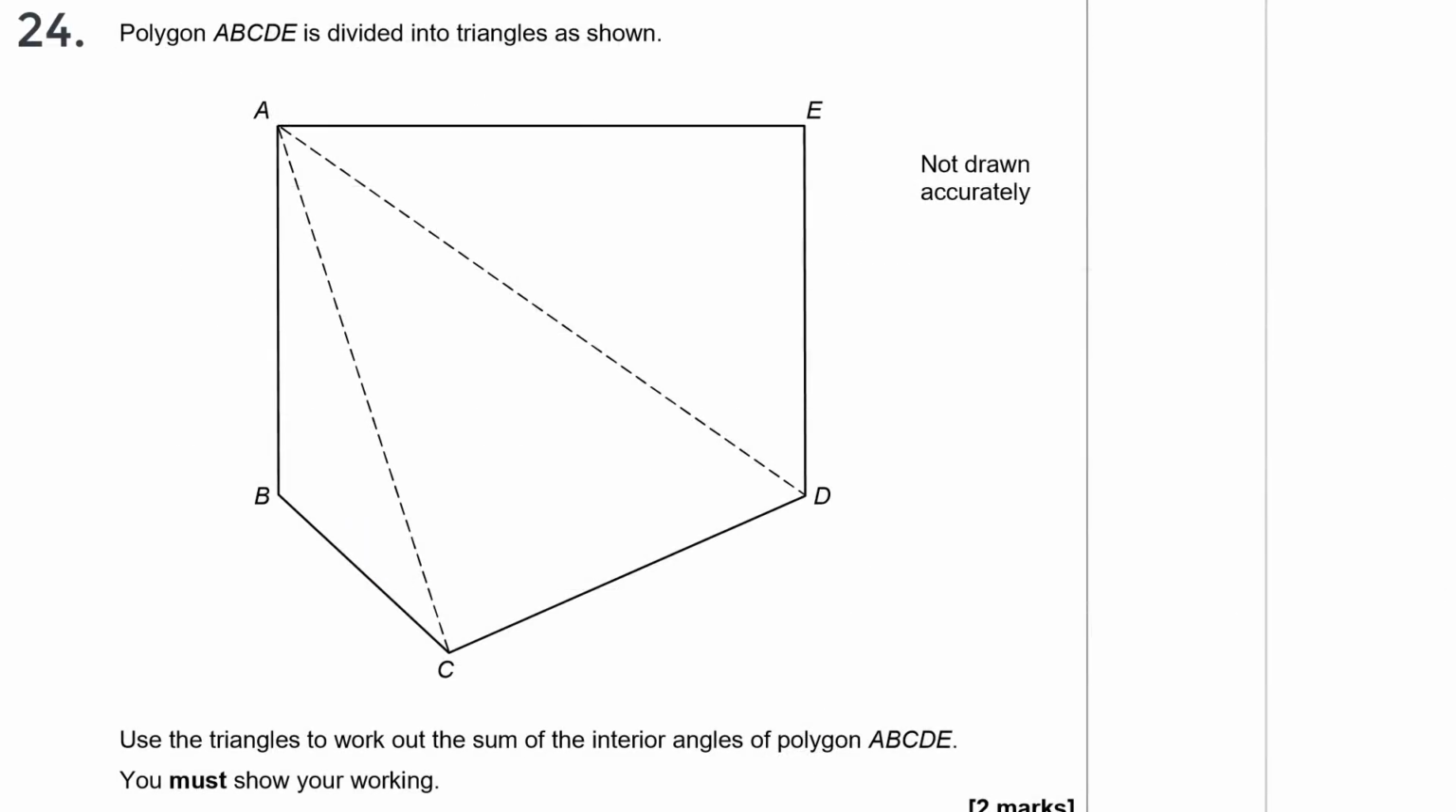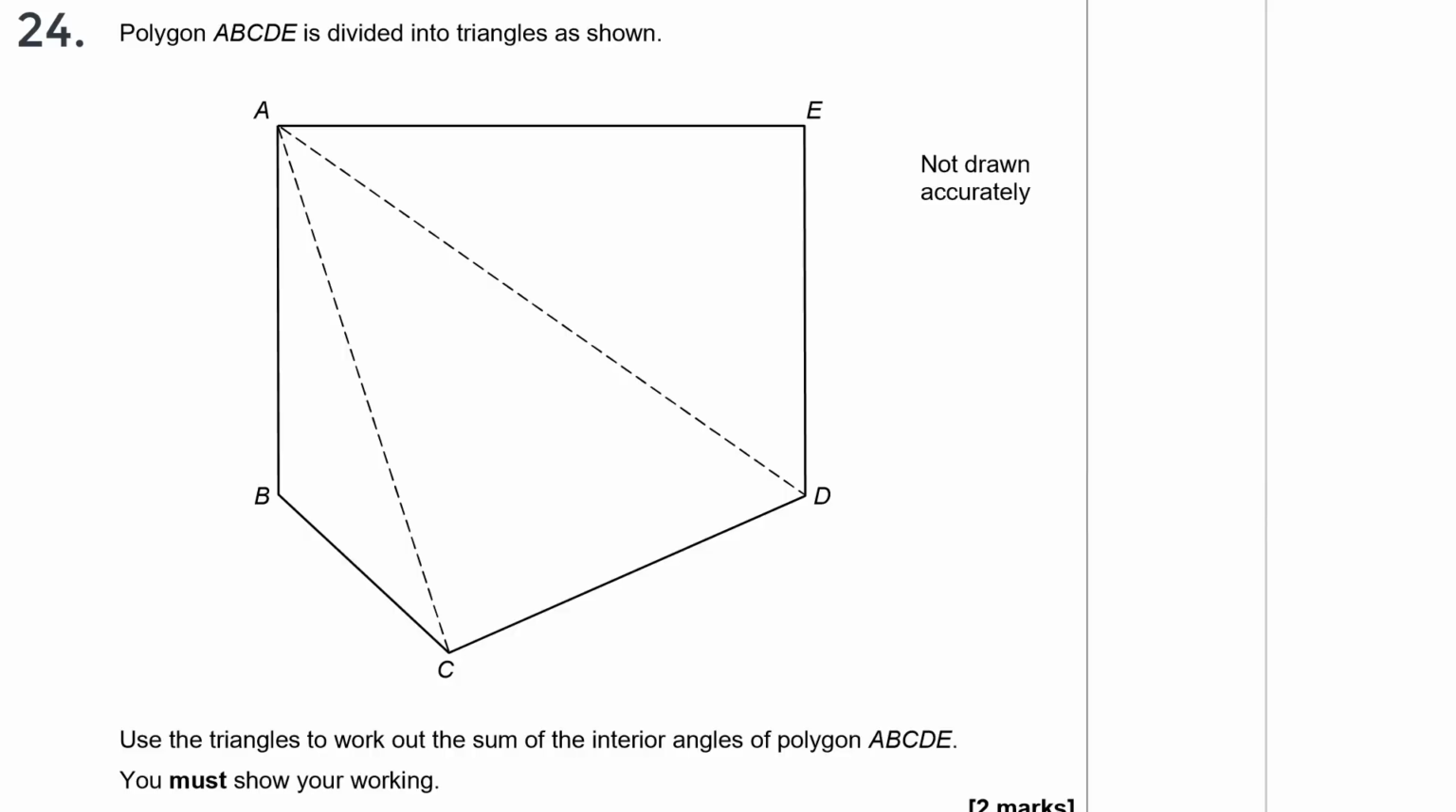The question shows a polygon ABCDE, and that has been divided into 3 triangles, and we need to use the triangles to work out the sum of the interior angles of polygon ABCDE, and we must show our working. Well, this polygon has got 5 sides, so it's actually a pentagon. So a 5-sided shape has got 3 triangles that go inside.